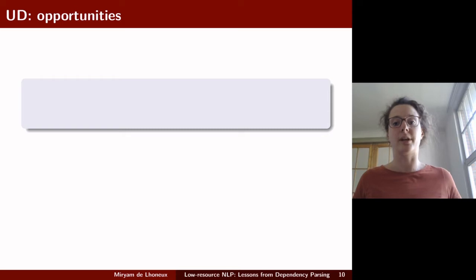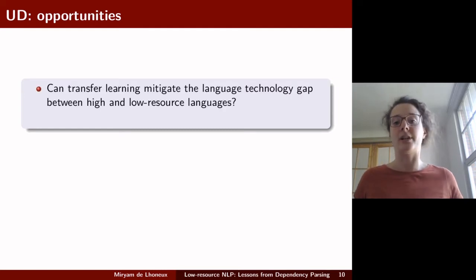So what I'm really trying to say here is that I believe that with Universal Dependencies, dependency parsing is ahead of the game in terms of low resource NLP or typologically diverse NLP in general, and we can ask questions about Universal Dependencies parsing that are relevant for the rest of NLP.